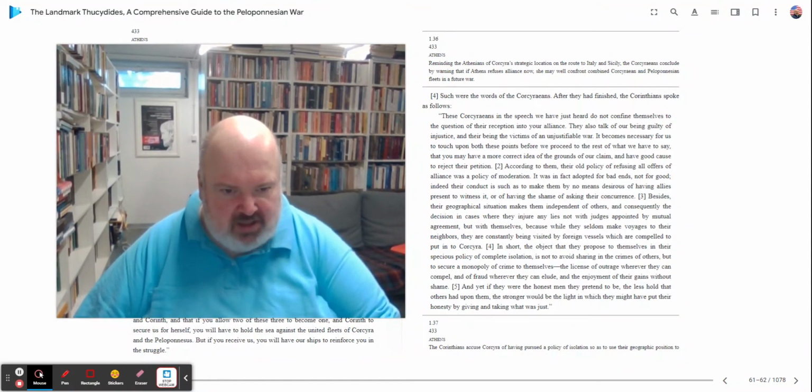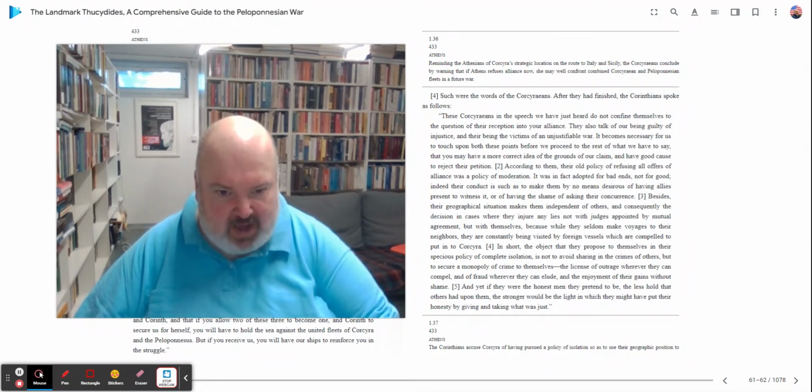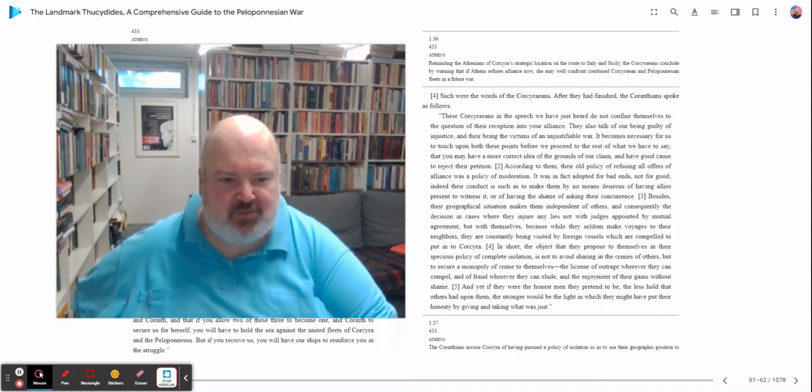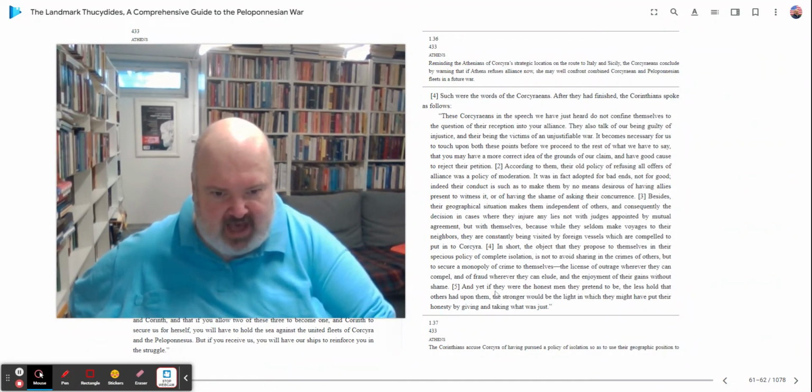In short, the object which they propose to themselves in their specious policy of complete isolation is not to avoid sharing in the crimes of others, but to secure a monopoly of crime to themselves: a license of outrage wherever they can compel, and of fraud wherever they can elude, the enjoyment of the gain without shame. And yet, if they were the honest men they pretend to be, the less hold that others have upon them, the stronger would be the light in which they might have put their honesty by giving and taking what is just.